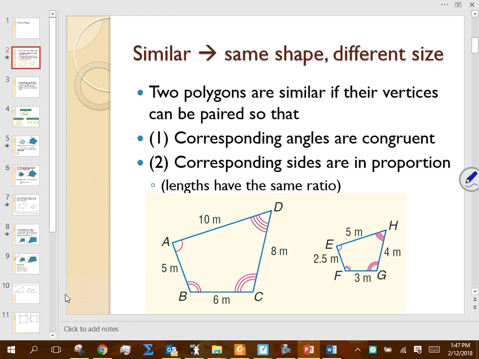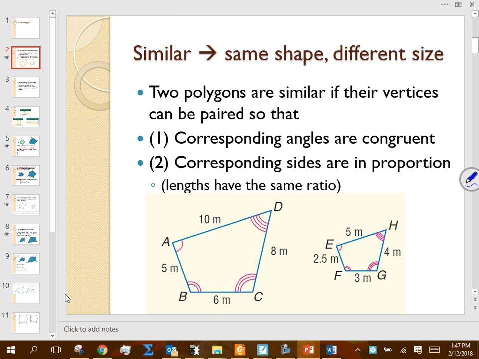All right, so two polygons are similar if their vertices can be paired so that the following two things are true. First, we need corresponding angles to be congruent. Corresponding meaning that they're matching locations. In this case, you've got angle A and angle E. They correspond, and we're seeing that they are in fact congruent. D and H, G and C, B and F. So matching angles in regards to location, corresponding, they have to be congruent.